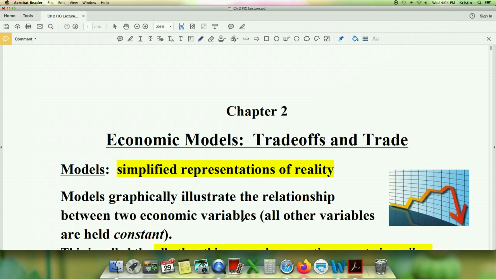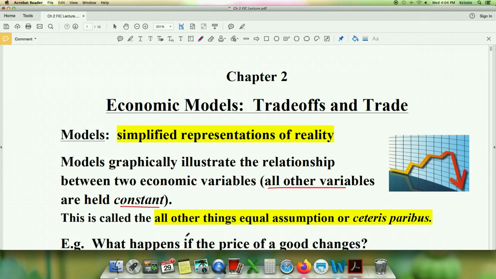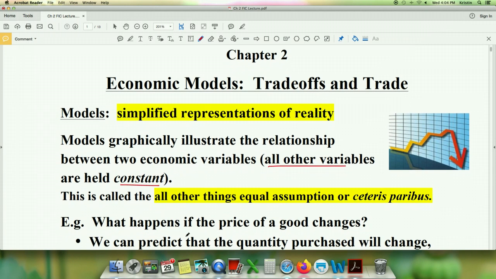Now, when we represent this relationship, we will have to hold all other variables constant so that we can just focus on the relationship between these two variables and not have any other variables confusing the situation. This is called the all other things equal assumption, or, the Latin phrase that means the same thing, ceteris paribus.